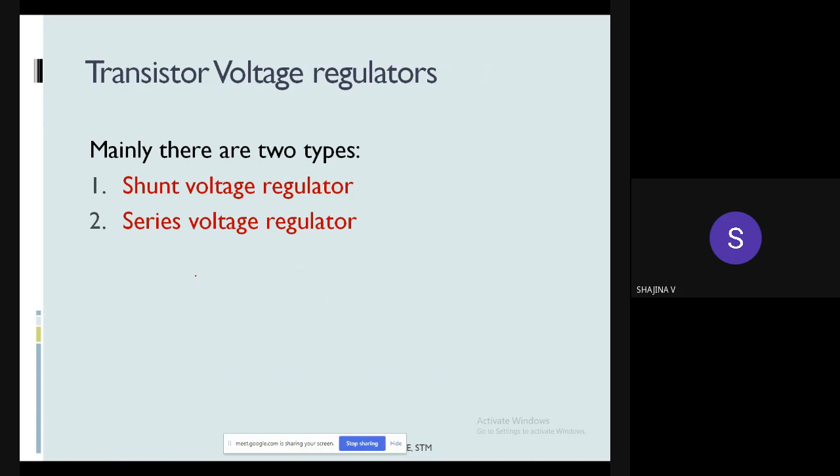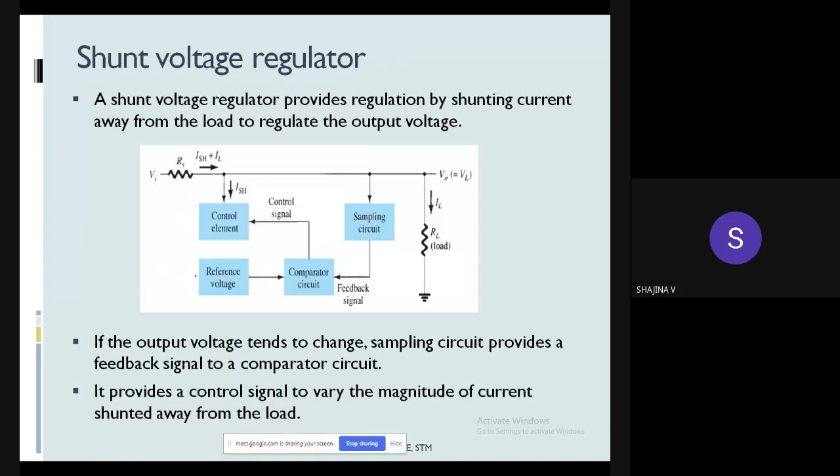Along with that, we are using a transistor also. Then we have transistor voltage regulators. We have two configurations: shunt voltage regulator and series voltage regulator. So first we can see the shunt voltage regulator.